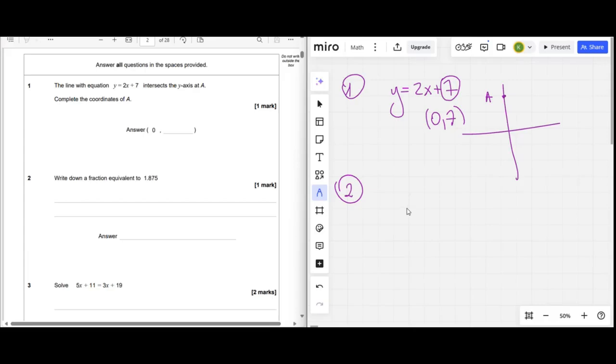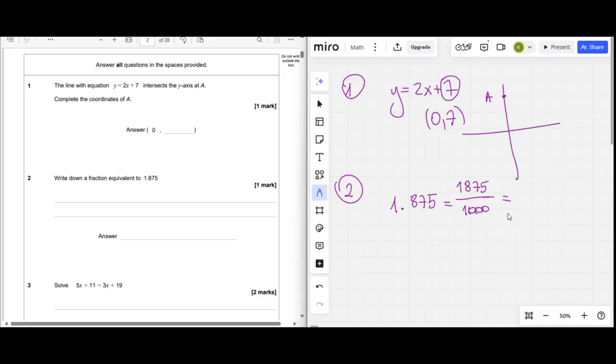Dalej, write down a fraction equivalent to 1.875. Co by tu zrobić? 1875. Możemy na górze pisać wszystkie cyfry, które występują w liczbie, a na dole liczbę przez ile trzeba podzielić, żeby ten decimal point znalazł się w dobrym miejscu. W tym przypadku jest to przez 1000.